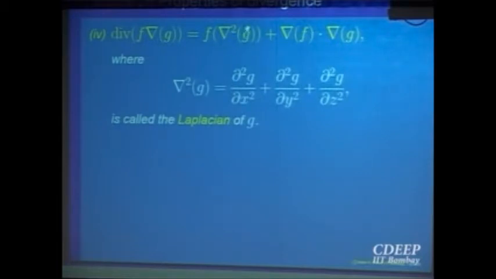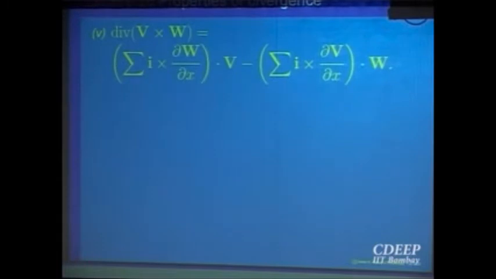And here this del squared is the operator: second order partial derivative of g with respect to x, plus second order partial derivative of g with respect to y, plus second order partial derivative of g with respect to z. This is an important operator used in partial differential equations, called the Laplacian of g. It appears in many places, we will see it later on. So to prove this, we only had to substitute v equal to gradient of g in the previous formula, and it follows from there. So we don't do much about it.